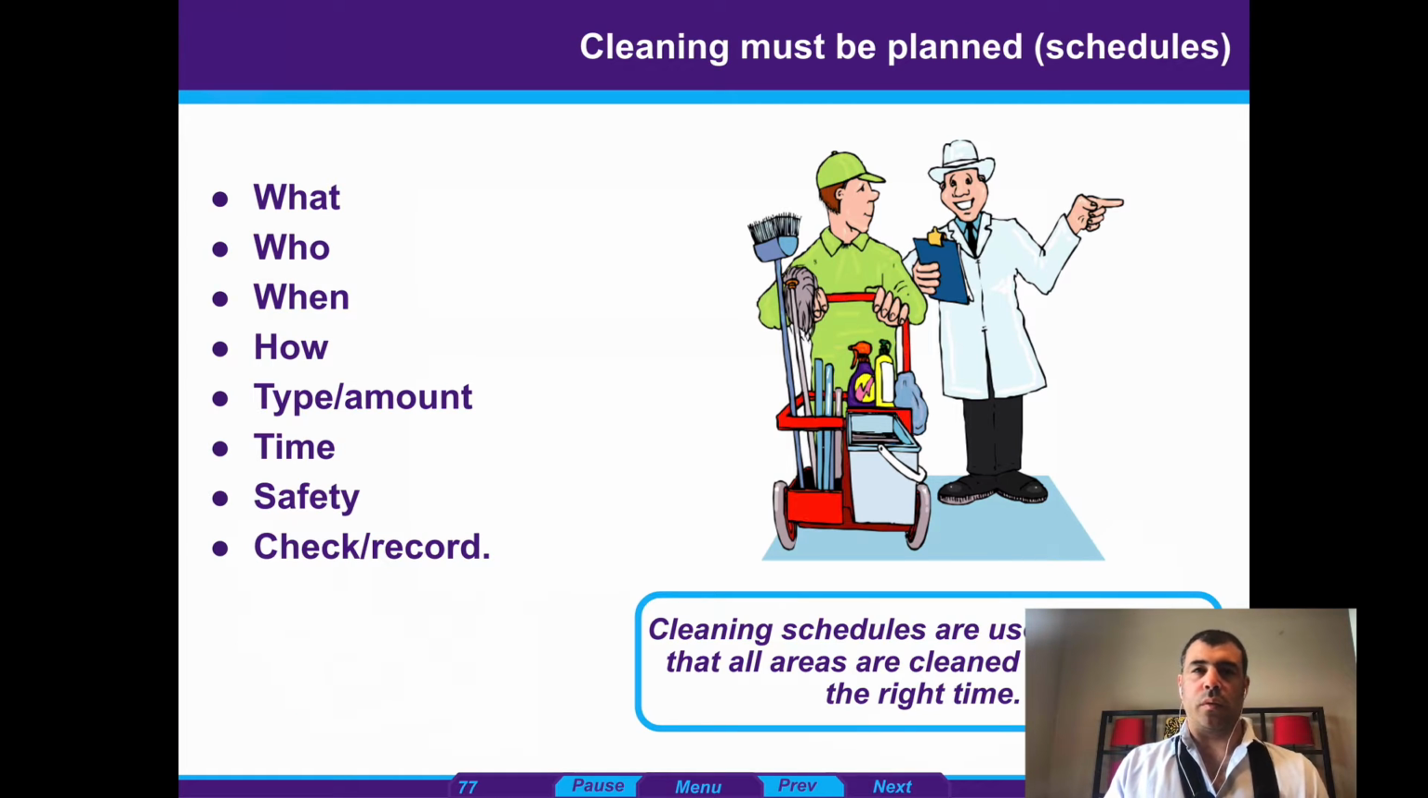So you also need to use what's called a cleaning schedule. A cleaning schedule contains what needs to be cleaned, who needs to do it, when it needs to be done, how it needs to be done, the type and amount of cleaning product, the contact time, so how long the product has to stay on the surface to be efficient, safety precautions to be applied, for instance, do you have to wear masks, goggles, protections, etc., and checks and records.